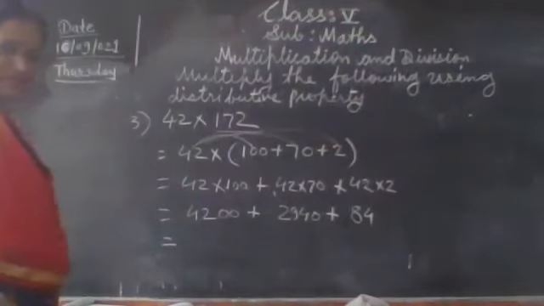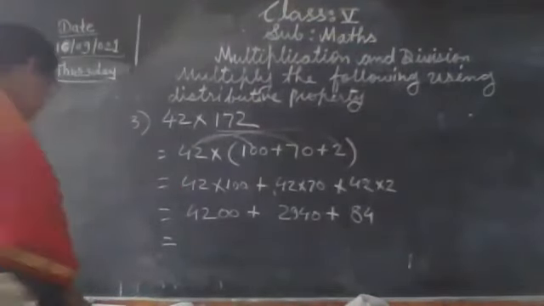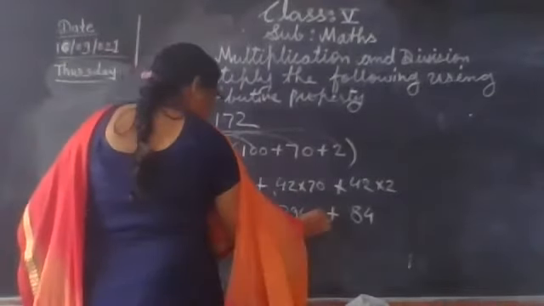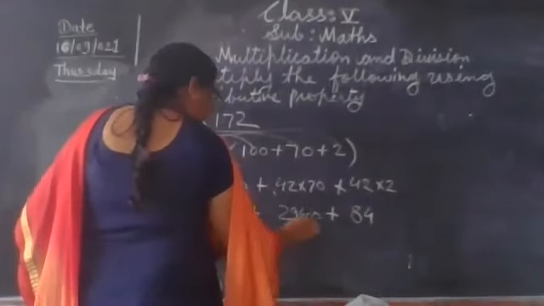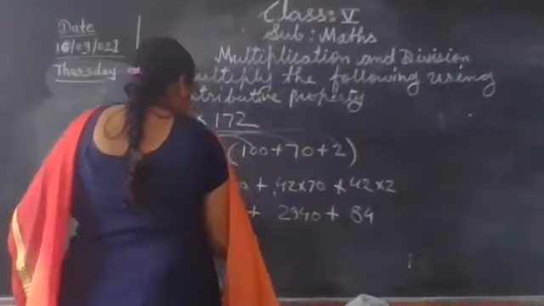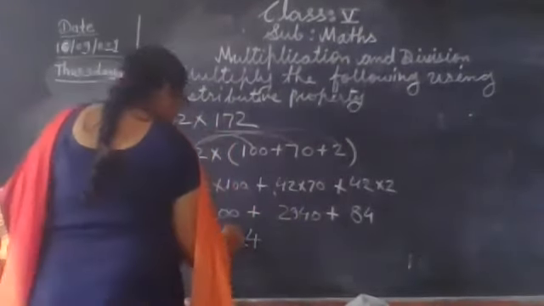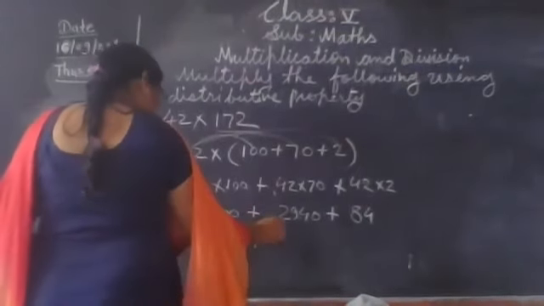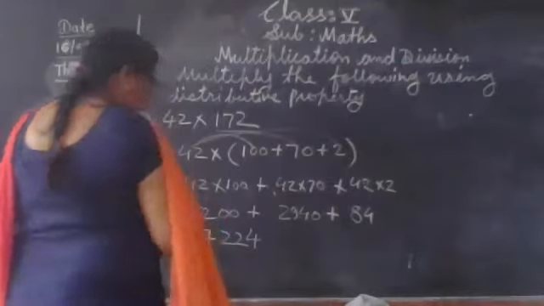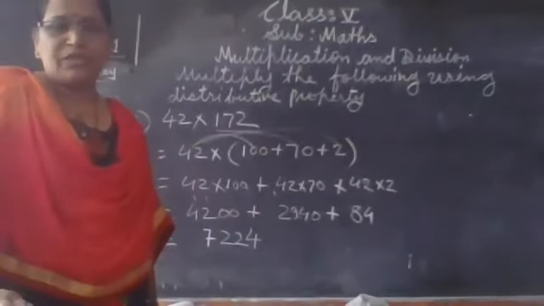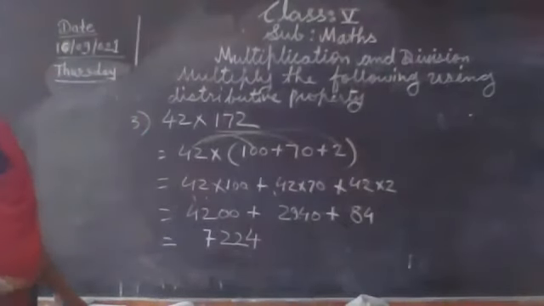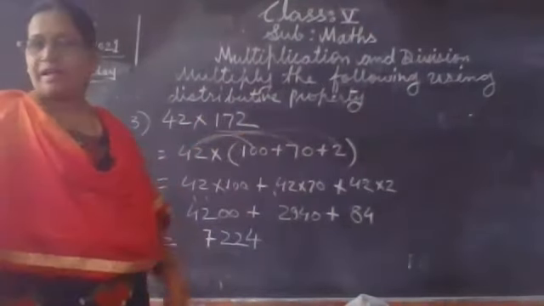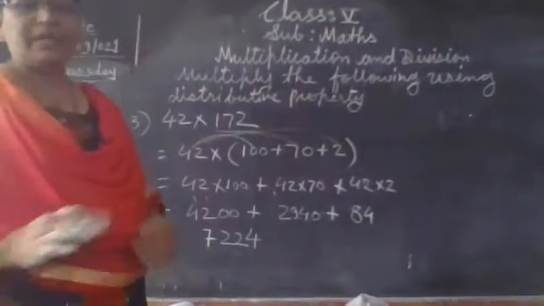So you can arrange vertically, but you are now in 7th standard, so horizontally you will be able to do this. So it is 7,224. Got it, children? Okay. So in this way, you can use distributive property and solve the multiplication by large numbers. Okay. So, bye-bye, beta. We will stop over here.